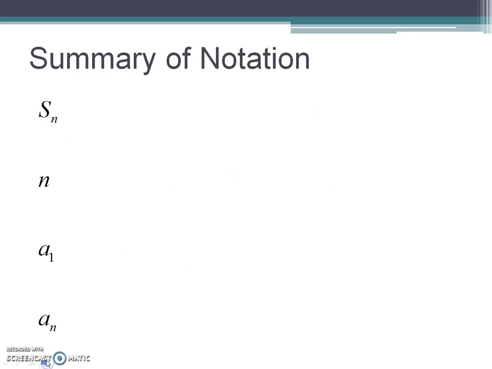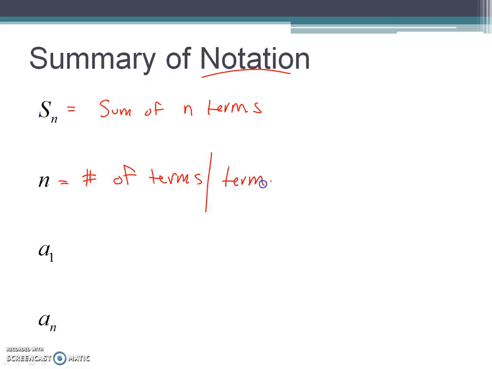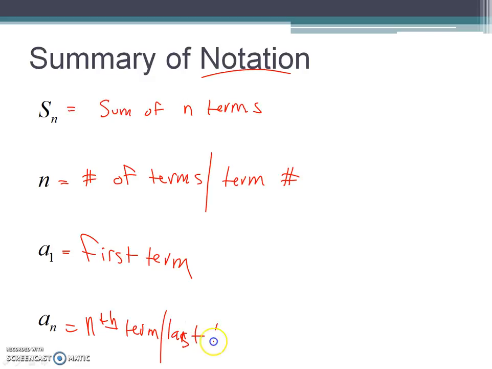And just as a little review, a summary of the notation from everything going on in this unit so far: S sub n means the sum of n terms. Notation is a super important part of what's going on here. n usually stands for the number of terms in this context, but sometimes it, of course, means the term number. a sub 1 is, of course, the first term in your sequence, and a sub n is the nth term, or the last term, depending upon the context.